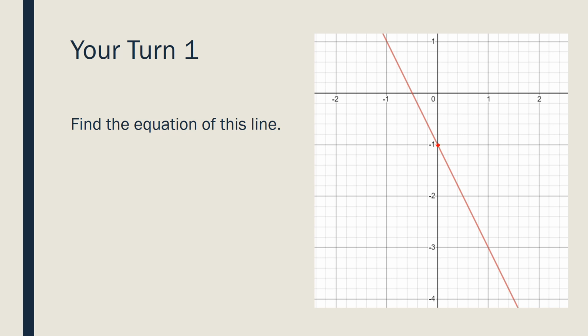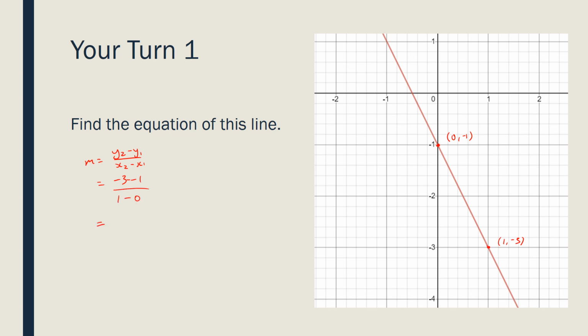Now have a go at finding the equation of this line. All right, I'm going to use these points, 0, minus 1 and 1, minus 3. Now put them into the equation, y2 minus y1 over x2 minus x1. We're going to get y2 is minus 3, y1 is minus 1. So we're going to get minus 3 minus minus 1 over 1 minus 0.